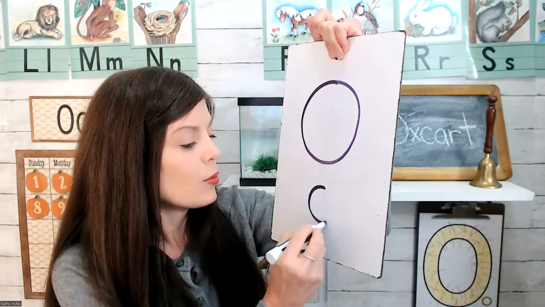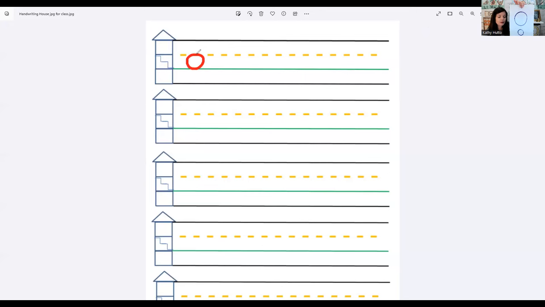If you're using the handwriting paper that I provide, and the link is below, parents, if you'd like to get a copy of this, then you're going to be making that small O downstairs. So find the stairs, and that's where small O will go. Around and back, around and back.